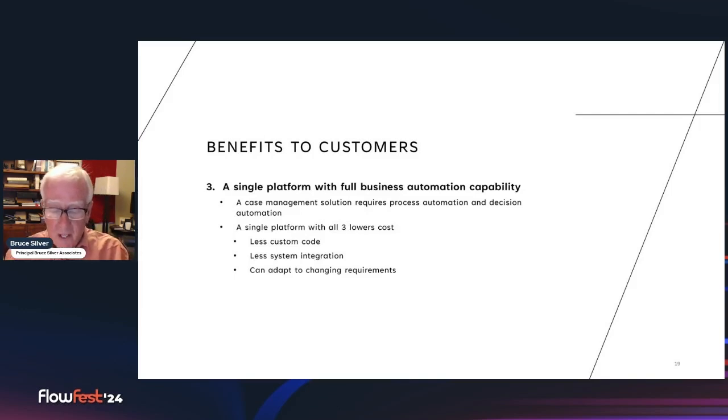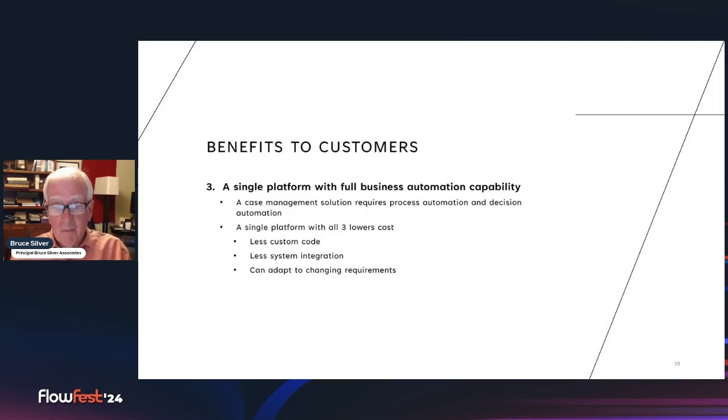A key feature of the three OMG standards is they were designed to work together. CMMN, for example, has a task type that calls a BPMN process and another that calls a DMN decision service. A BPMN task can call a DMN decision service, and on some platforms also a CMMN case. And so you have platforms like Flowable that handle the full complement of business automation requirements: event-driven case management, straight-through process automation, long-running process automation, and decision automation.